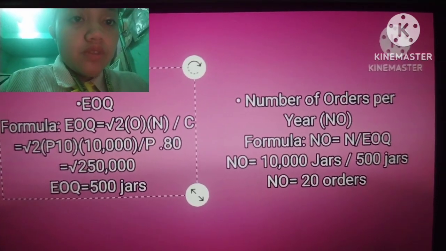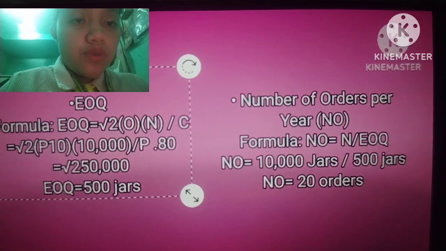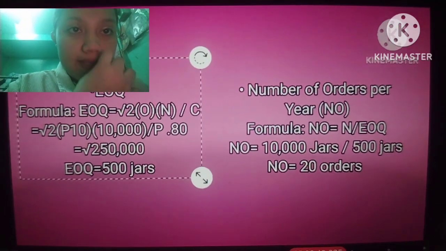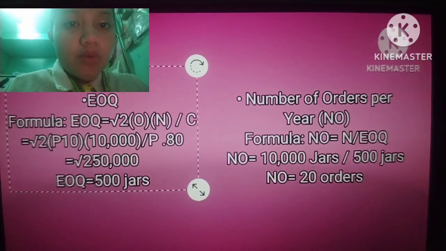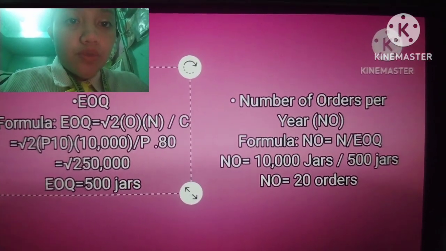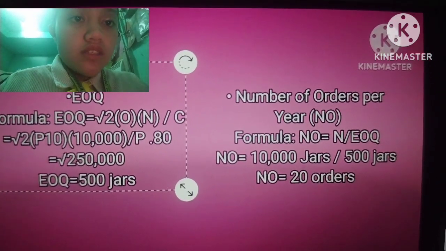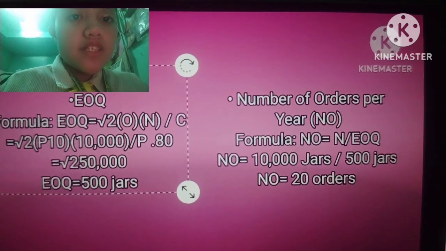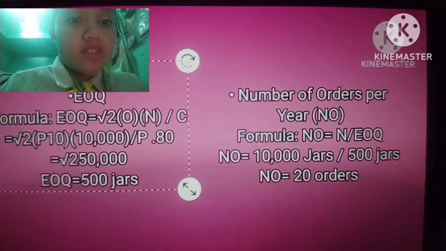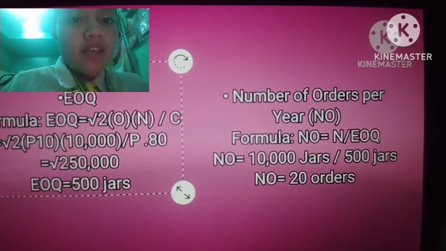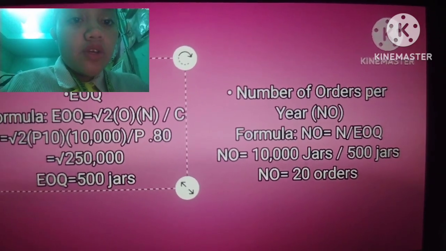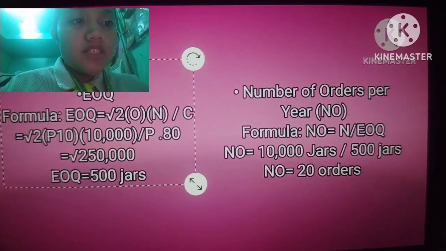The formula is EOQ equals square root of 2 times O times N divided by C. So EOQ equals square root of 2 times 10 times 10,000 divided by 0.80, which equals 250,000. Square root of 250,000, and the total EOQ is equal to 500 jars.